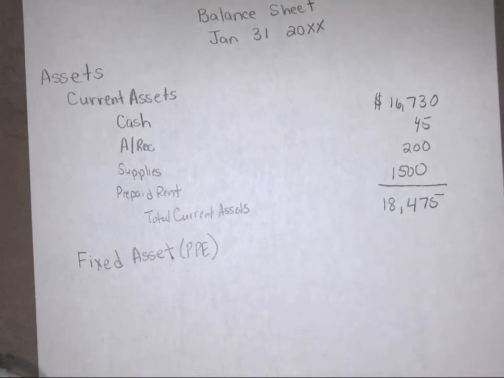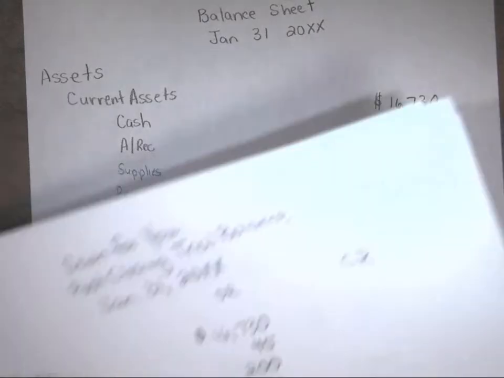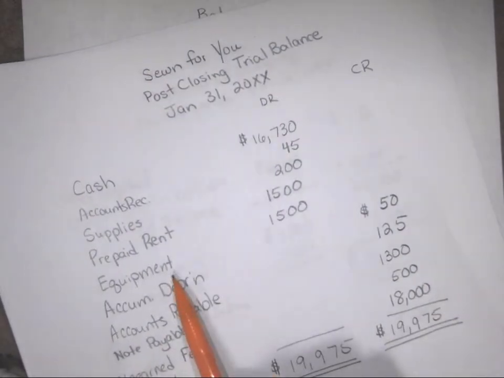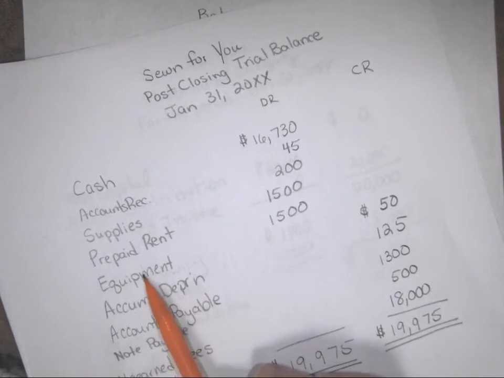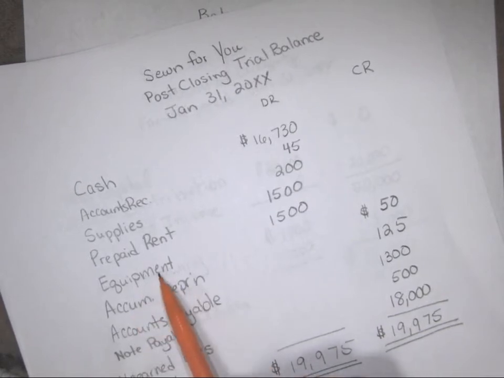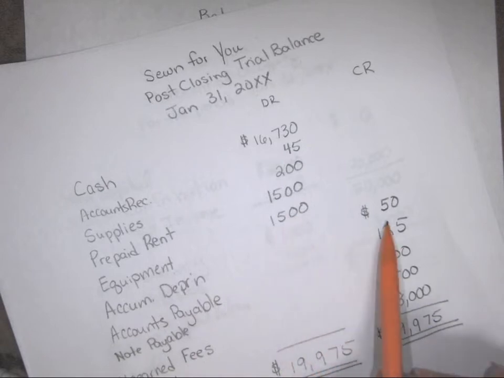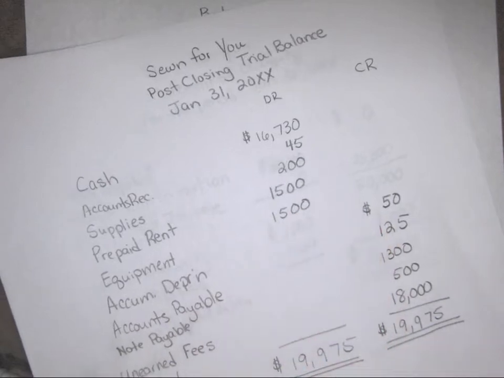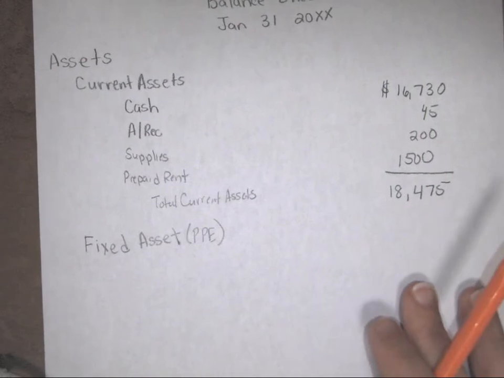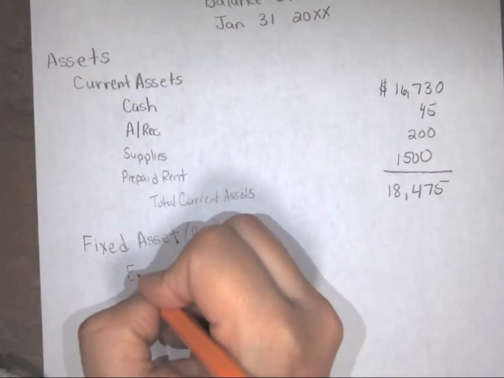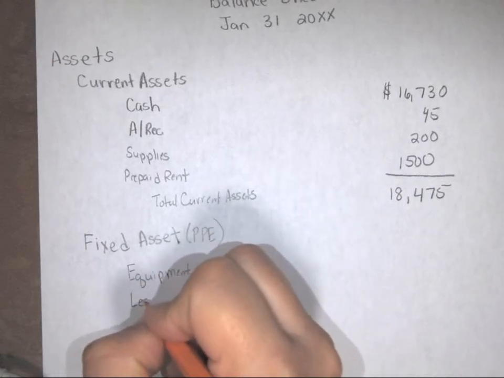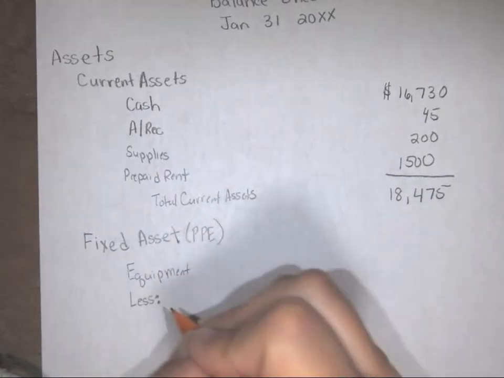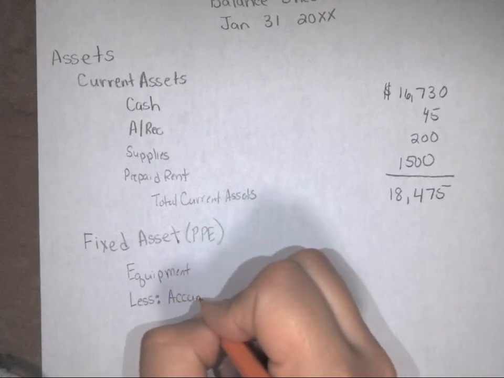When we look at fixed assets, what we have here is we have the equipment account and we have the accumulated depreciation. Remember, the accumulated depreciation is a contra asset account, which means it goes with an asset. In this case, the accumulated depreciation goes with the equipment account. And so both of these items are what we would see, and we would have to come up with a net amount here. And so what I would do is I'm going to come in and I put equipment, and then I would have less, signifying that we need to subtract accumulated depreciation.